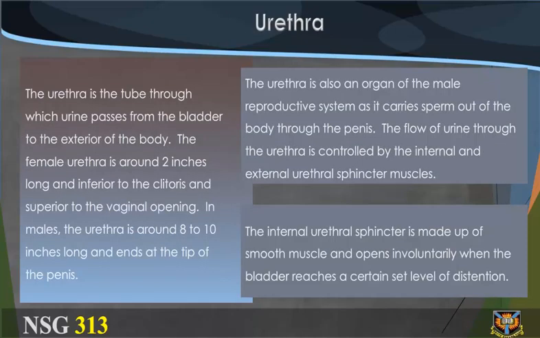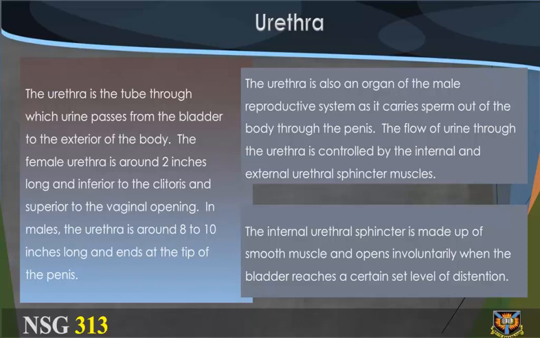Urethra. The urethra is the tube through which urine passes from the bladder to the exterior of the body. The female urethra is around 2 inches long and lies inferior to the clitoris and superior to the vaginal opening. In males, the urethra is around 8 to 10 inches long and ends at the tip of the penis.